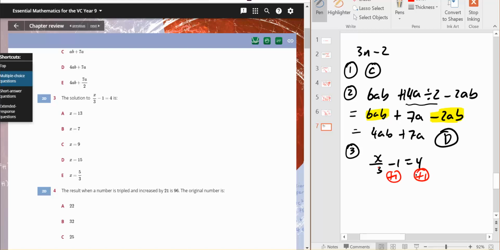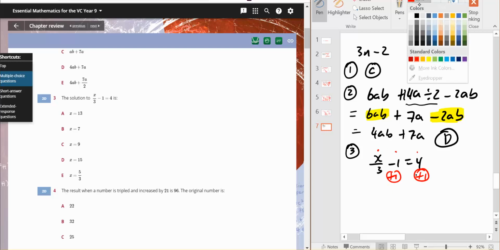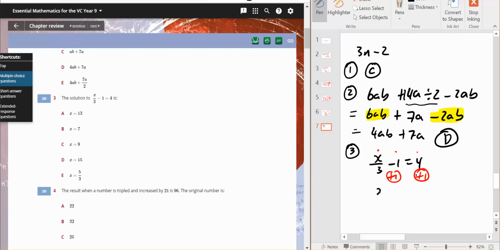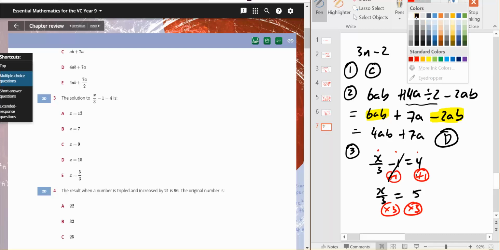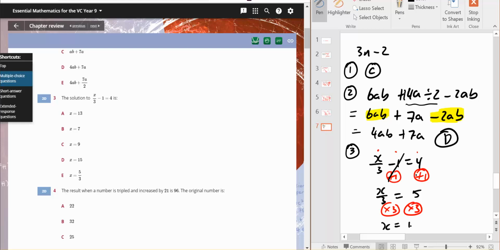If I multiply both sides by 3, that doesn't work because not only do I have to multiply this term by 3, I need to multiply this by 3 and that by 3. So it creates a complication. So if I add 1 to both sides, I'm left with x on 3. I got rid of the 1 on this side. They cancel. So I'm left with 5. So now what I do is, because x is divided by 3, the opposite is multiplying by 3. So I need to multiply by 3 on both sides. So you're left with x equals 15. So we're done there, right?